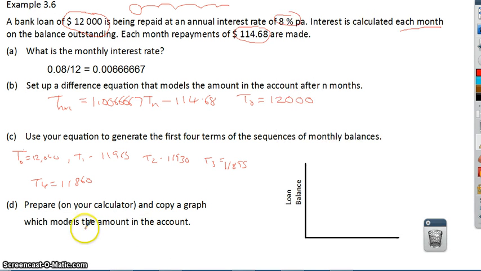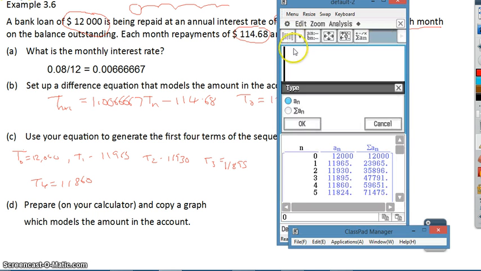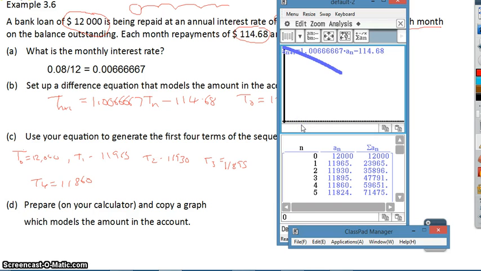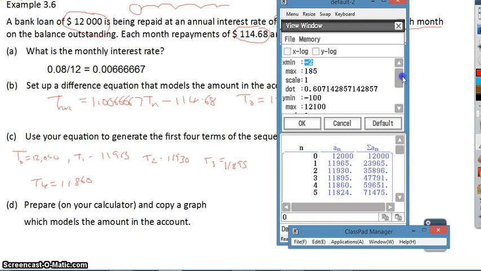Prepare your calculator to copy a graph which models the amount in the account. So click on your graph here. We want AN, not the sigma, not for this one. Now, mine's come up like this because I've already gone in and had a look at this and fixed up my view window. I want to go up to 12,000 on the y-axis because that's where I start from, so a little bit above, a little bit below 0 because I'm paying it down to 0.